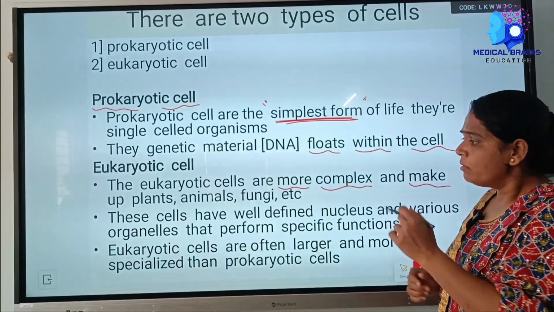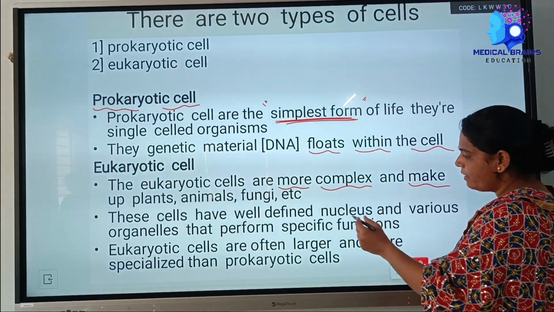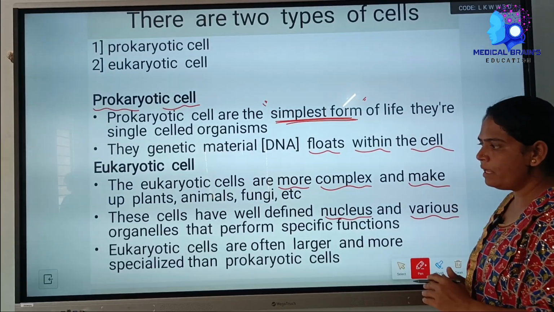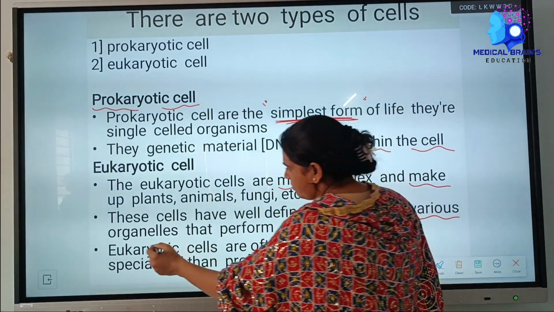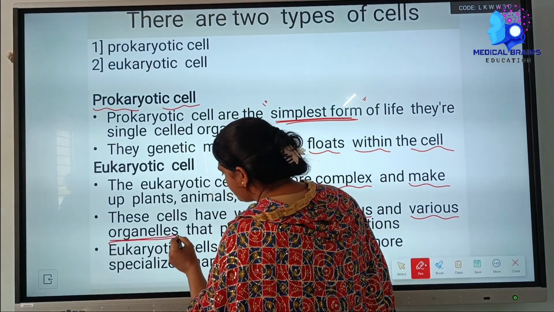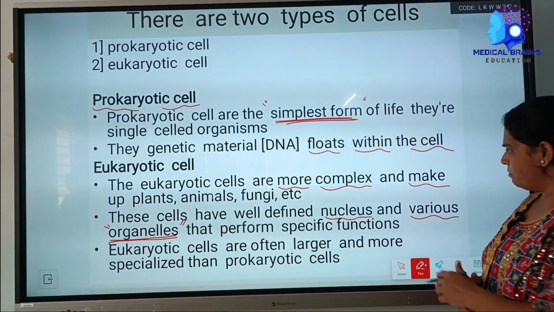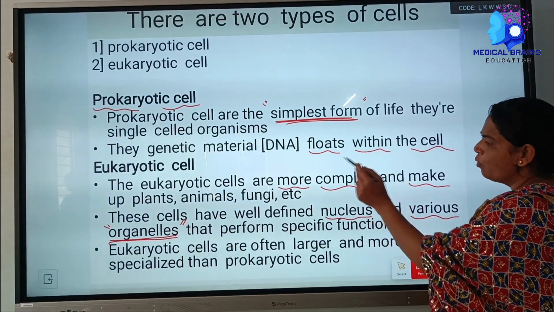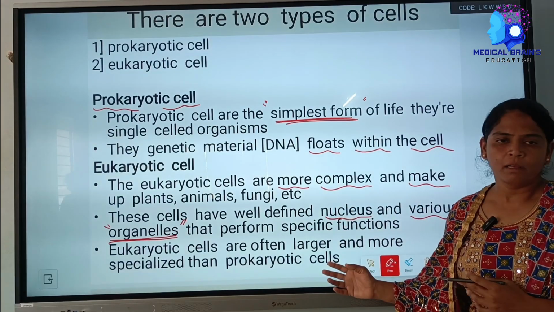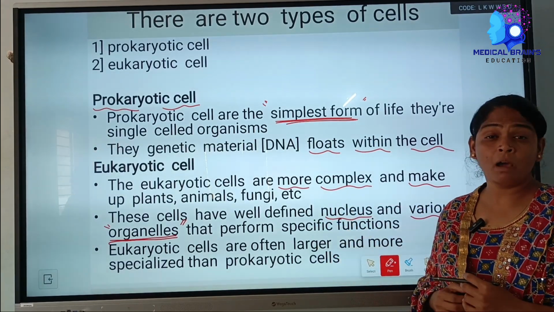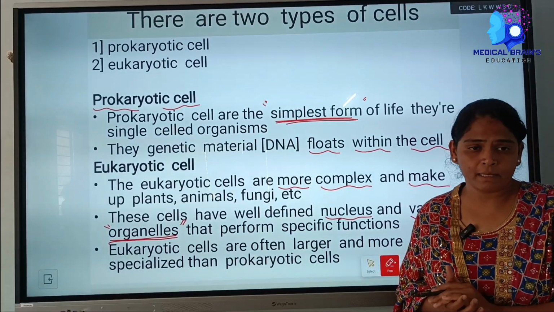Now these cells have a well-defined nucleus and various organelles. This makes it a very complex one. Yes, absolutely, the word complex gives the proof. The nucleus and the various organelles are present in the eukaryotic cell.